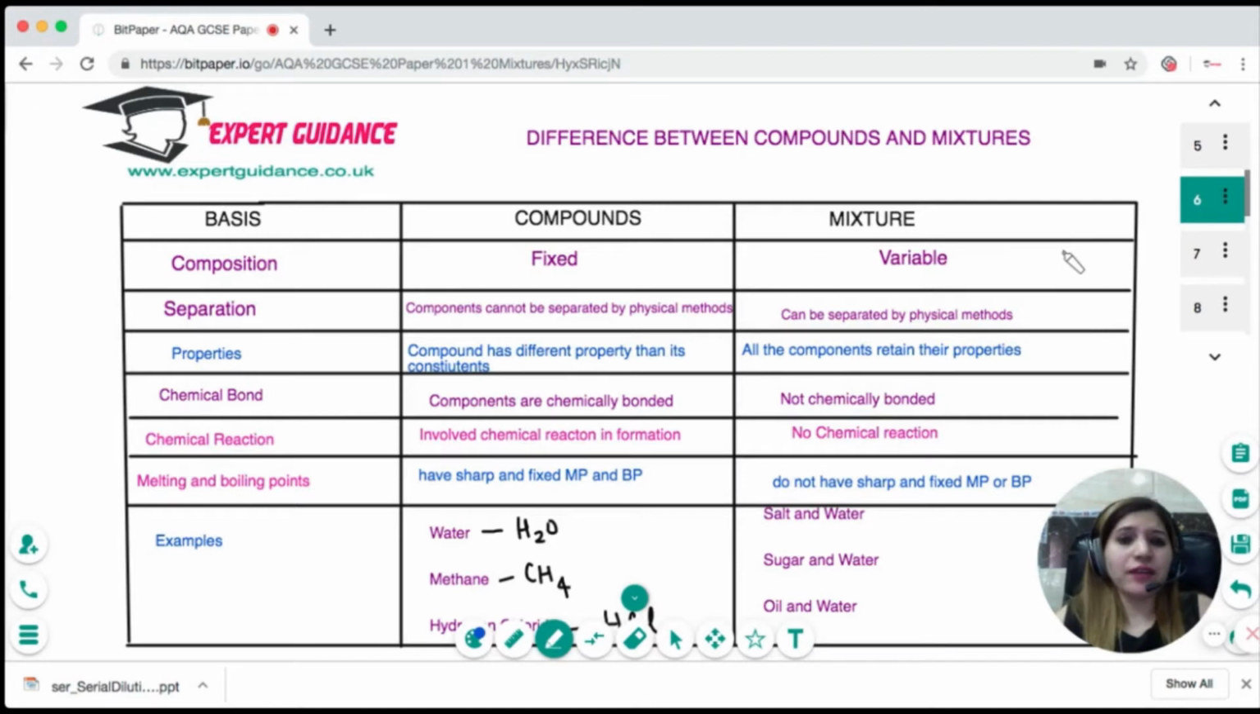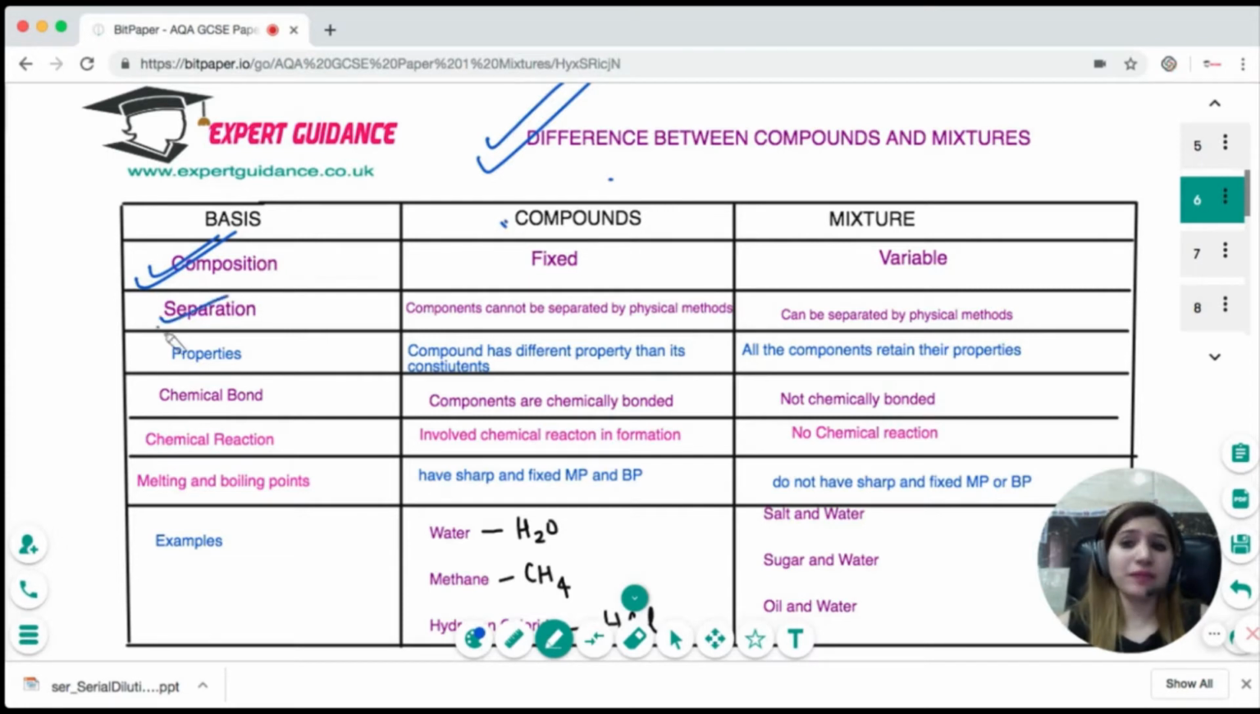Next is a very important question. What are the differences between compounds and mixtures? Here I have tabulated the differences between compounds and mixtures along with the bases. So compounds have fixed composition. If you talk about water, there will always be 2 atoms of hydrogen and 1 atom of oxygen. In mixtures, you have variable composition. You can mix any grams of sand with any volume of water.